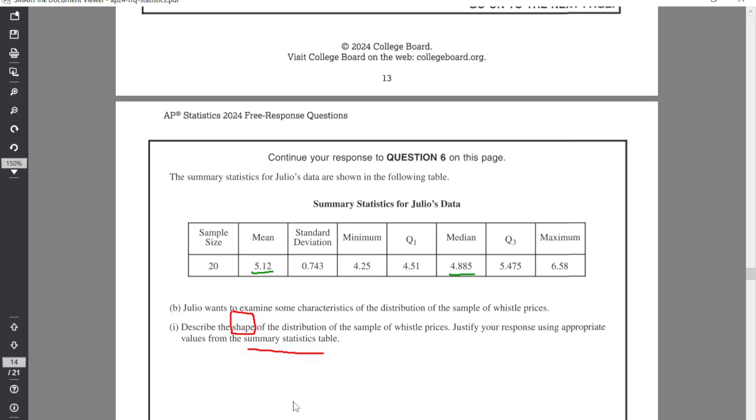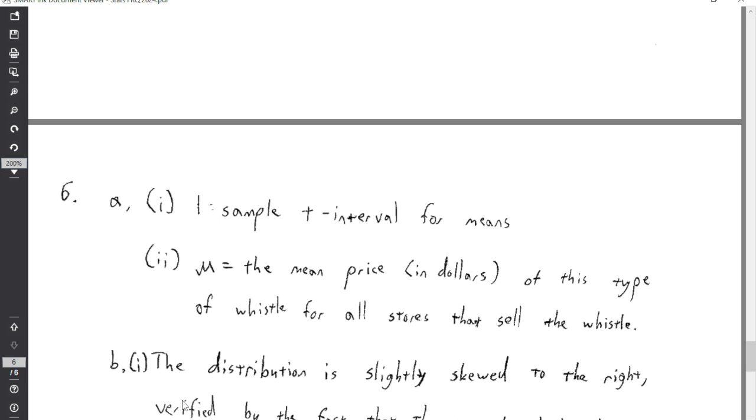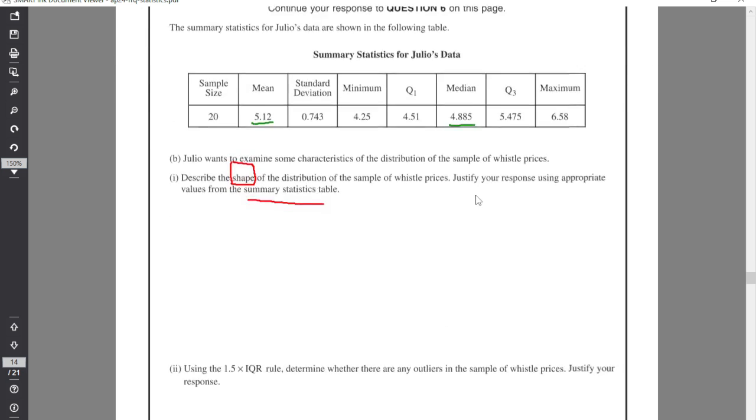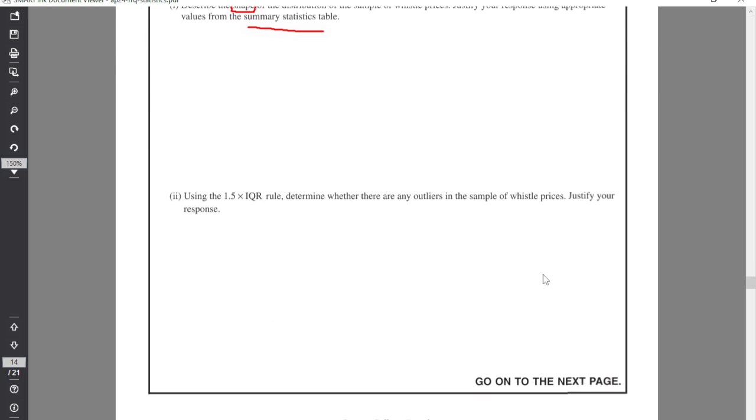You can also use other things, like the distance between the minimum, Q1, and the median, and how those are spaced, and then how the median, Q3, and the maximum are spaced slightly further apart. That's also a little bit of an indication of the skewness, but mean higher than the median is what I went with there. And then we wanted to use our 1.5 times IQR rule in order to test for outliers.